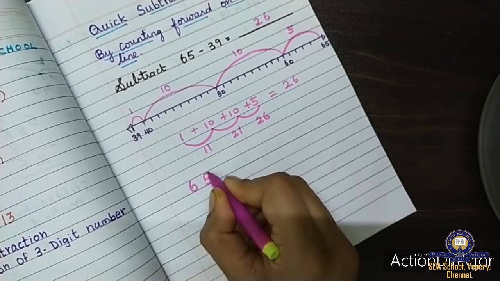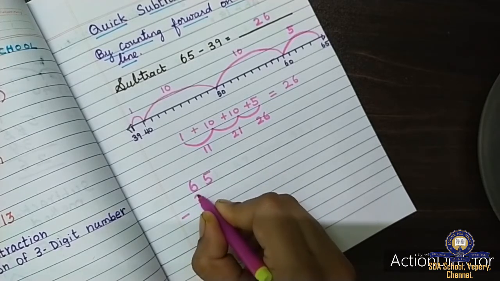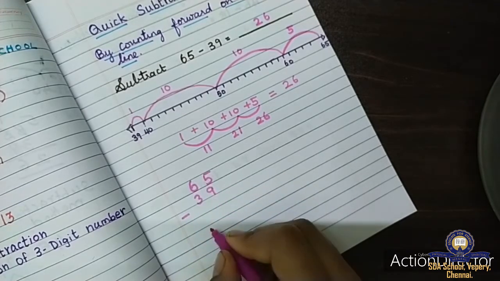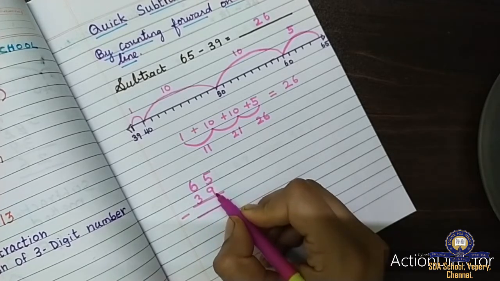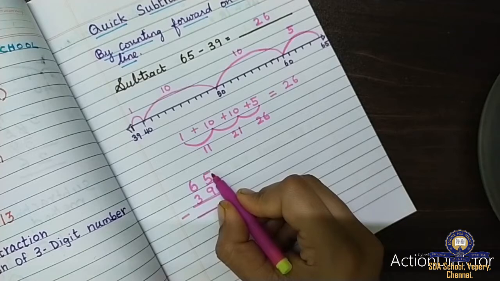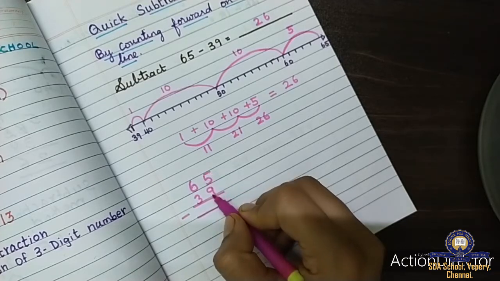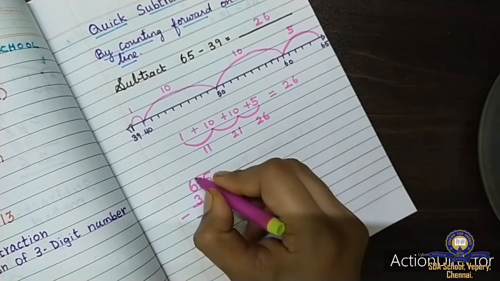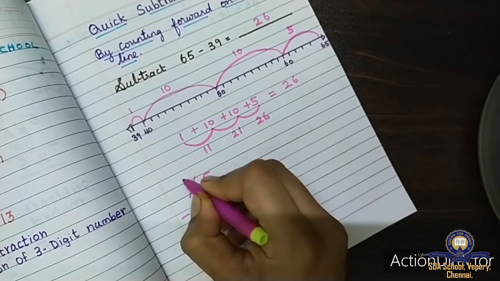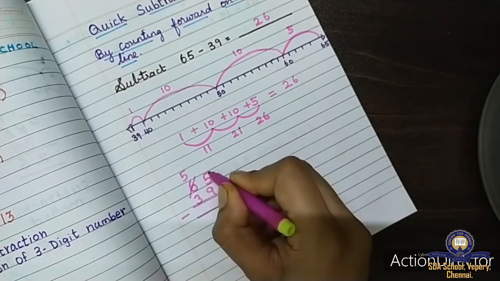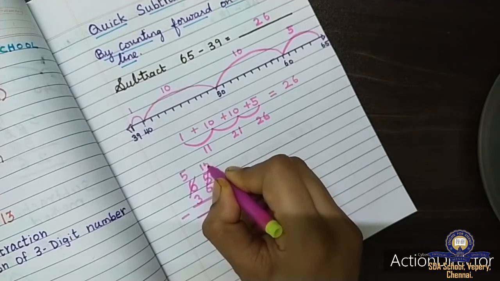65 minus 39. Okay, so what will be the answer? Now subtract 5 minus 9. We cannot do because 5 is the smaller number, 9 is the larger number. So what will you do? You will borrow. You will regroup. The 6 will become 5 and this 5 will become 15.